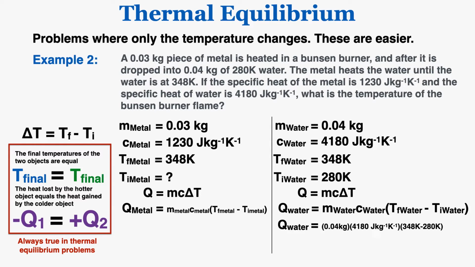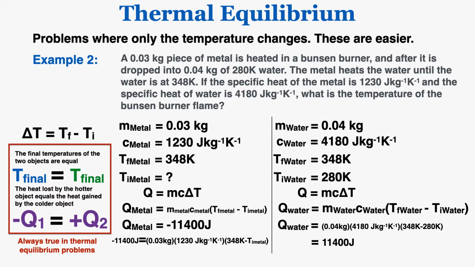So I actually have all the variables I need to use Q equals mc delta T here. So if I plug this in, I get the heat added to the water is equal to 11,400 joules. And I know that because this is a thermal equilibrium problem, because the metal is exchanging heat with the water, the amount of heat added to the water is equal to the amount of heat lost from the metal. So that means that Q metal is also equal to 11,400 joules, just negative instead of positive.